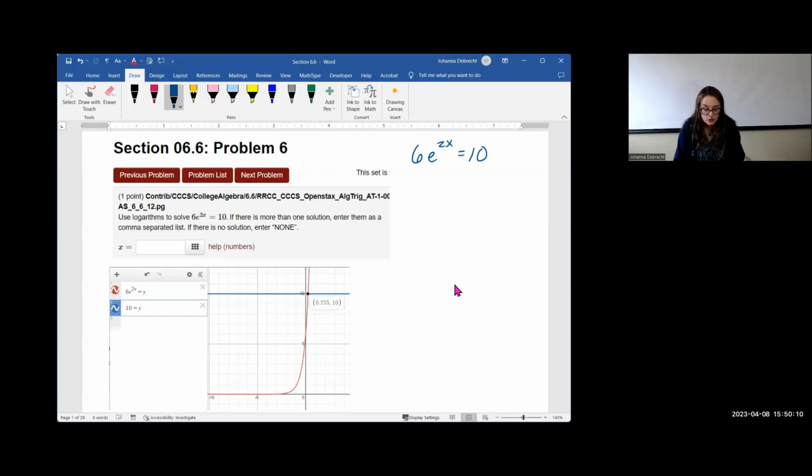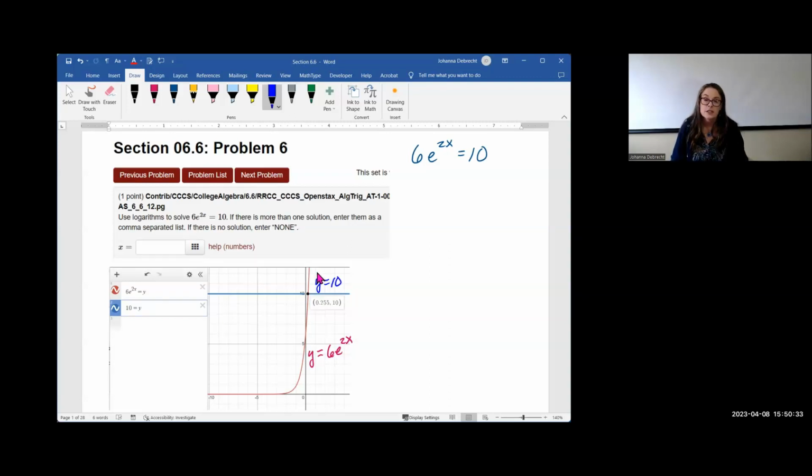So we're essentially looking to see where the graph of y equals 6e to the 2x, which is here in red, crosses the graph of y equals 10. So we're looking for that intersection, and they do intersect. And I believe I got it on the right spot. So we'll see if it comes out to be that value.